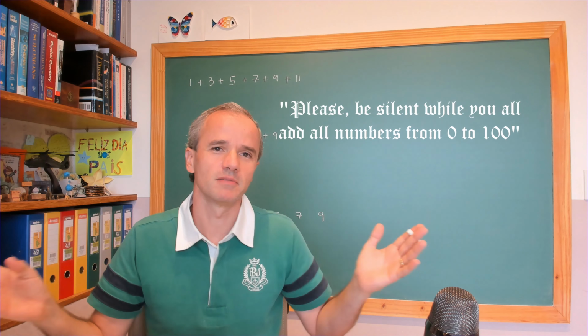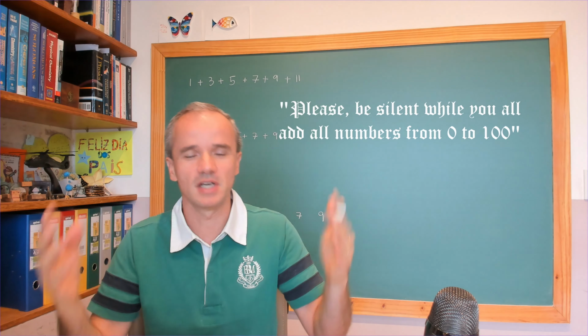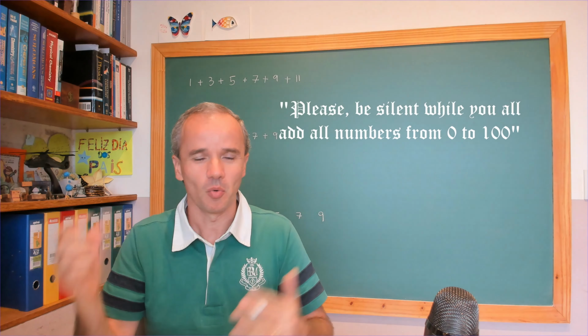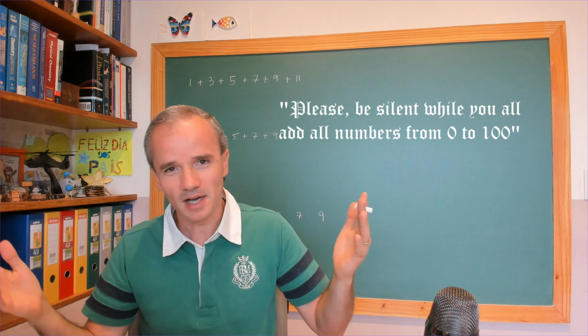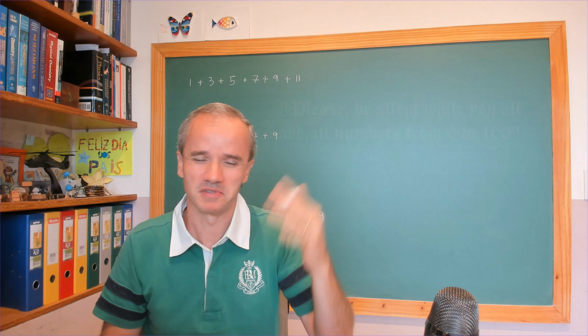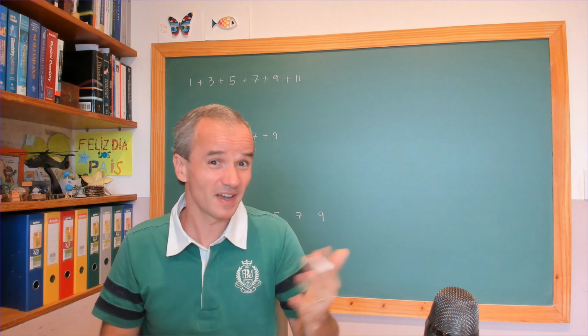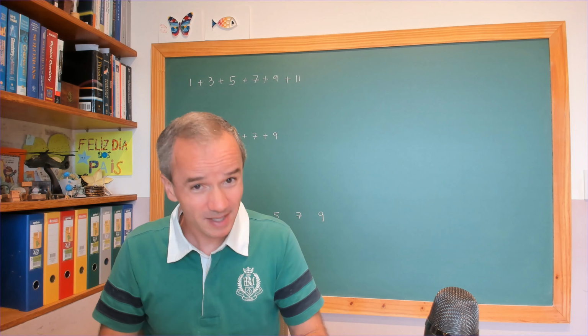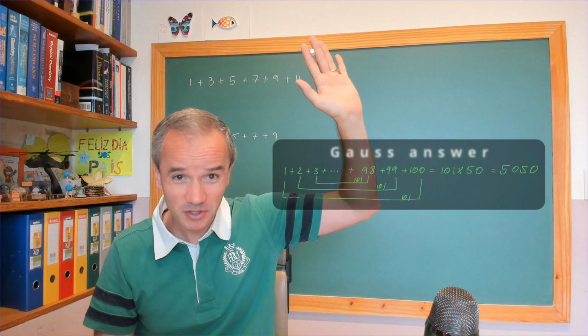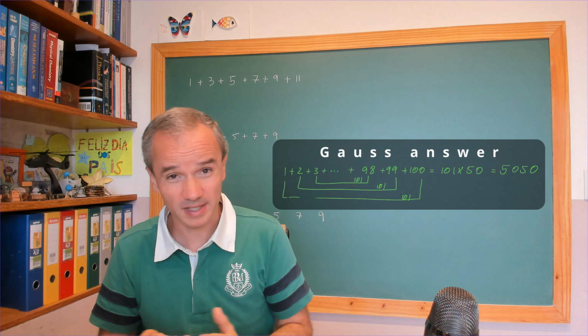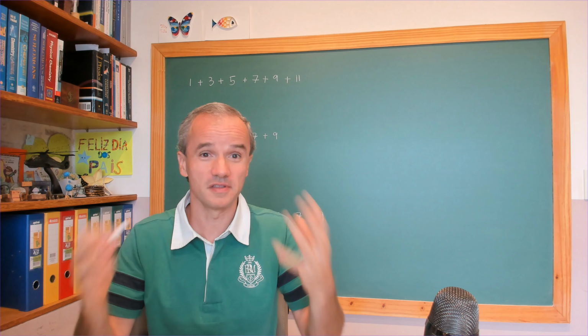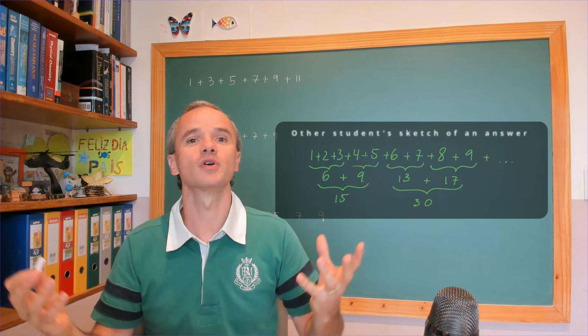So he would imagine kids would stay like 10 minutes adding one after the other, but suddenly Gauss, after a minute, I don't know, very fast, something the teacher would not expect, raised his hand and said, yes, I have the answer. And it was correct. So how on earth did Gauss do this? That's what we're going to study.